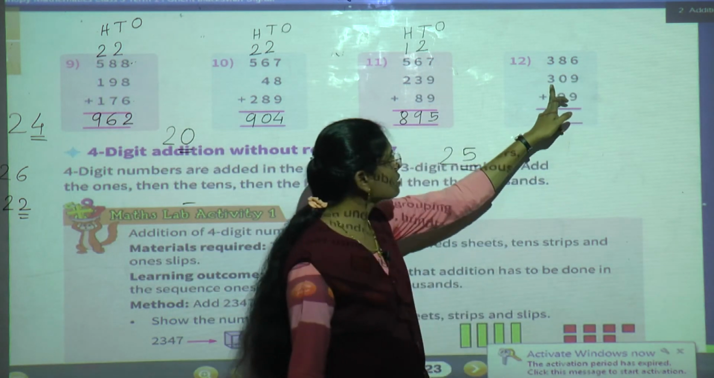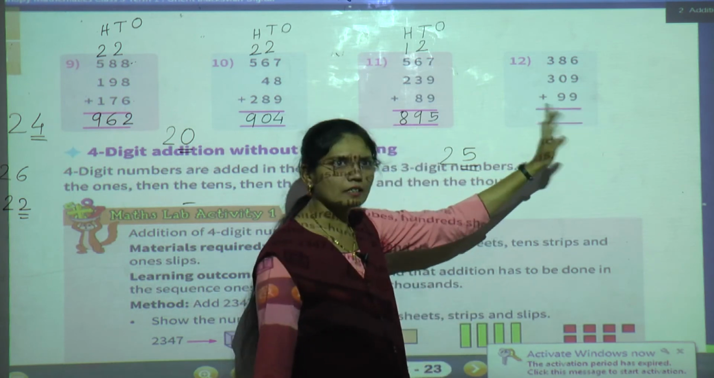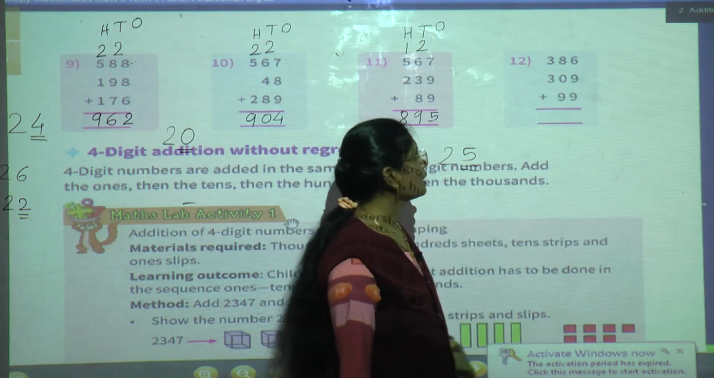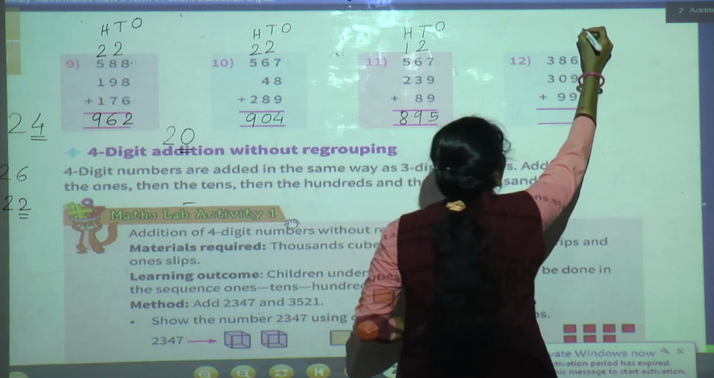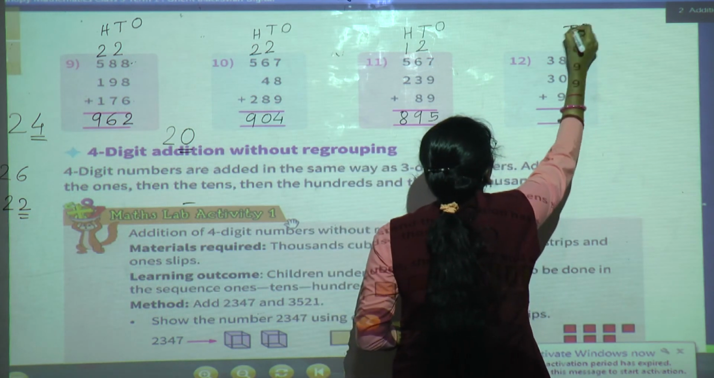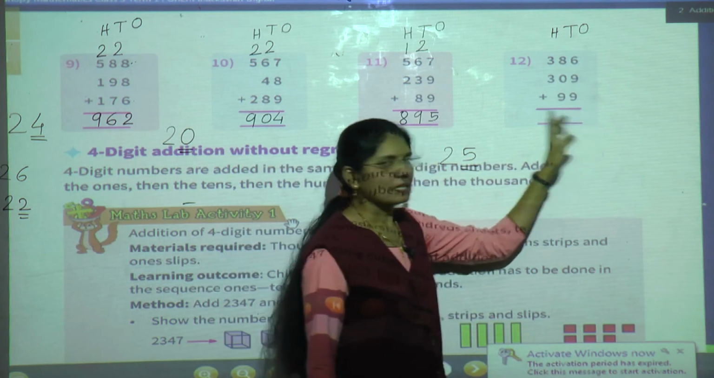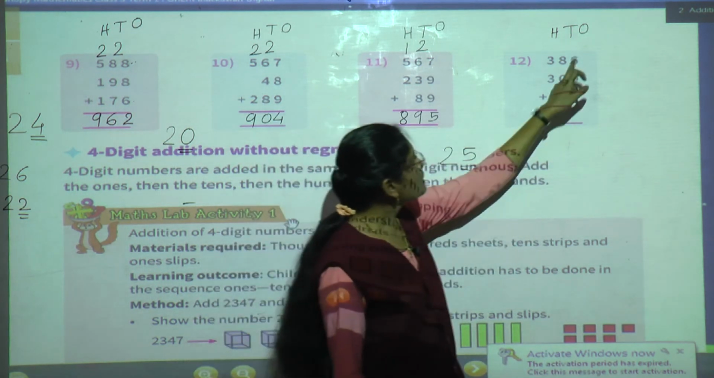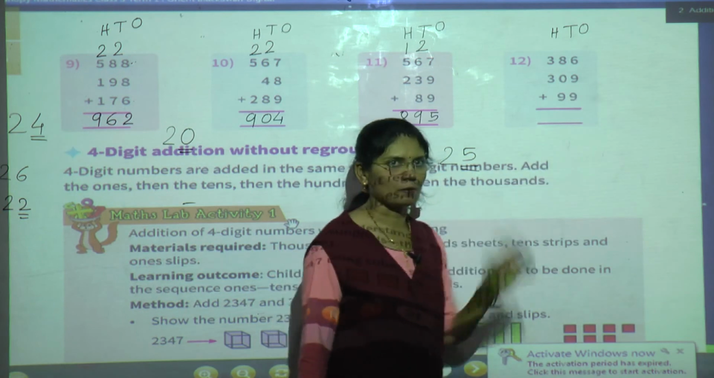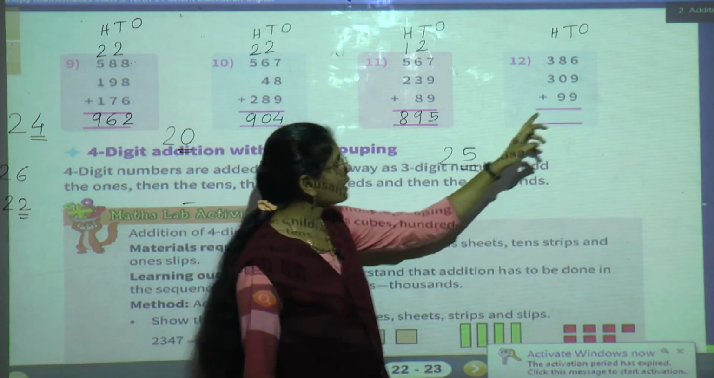Now we will move to the last example, that is the 12th example. 386 plus 309 plus 99. These three numbers we have to add. So what will we write first? Yes, we will write their places first. Now see the ones place numbers. At ones place 6, 9, 9 are there. These three numbers are there at ones place.